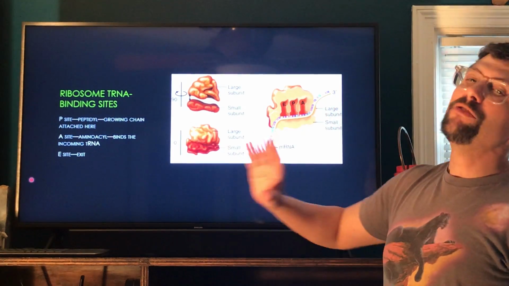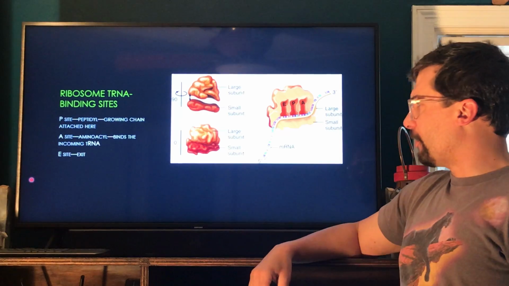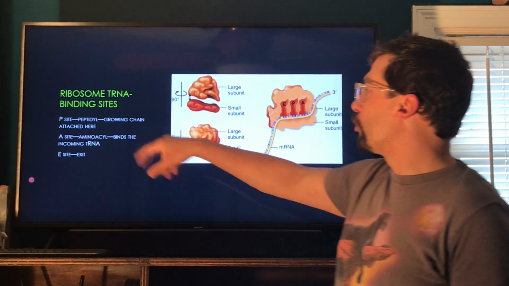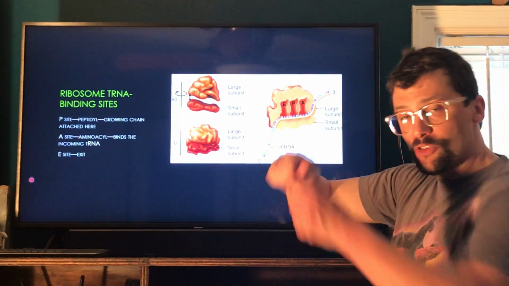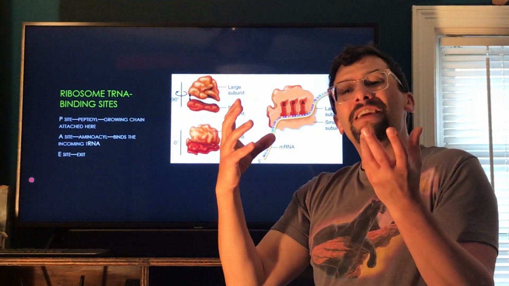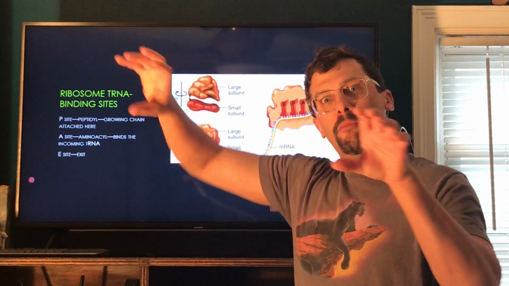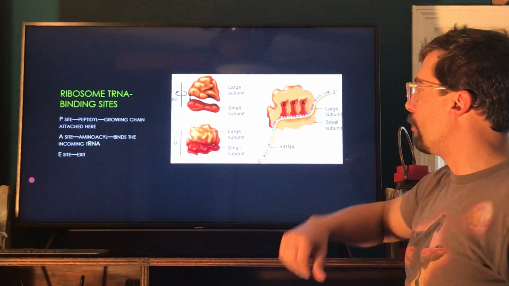So we've got 3 different sites, and I know some of you had questions about this. There's the E, the P, and the A site. All right, so the P site. This is the peptidyl, or the growing chain. So right here, this is where the amino acids are going to get the polypeptide linkage to link them together and make the actual protein or polypeptide chain. That's going to be coming off of this area right here.